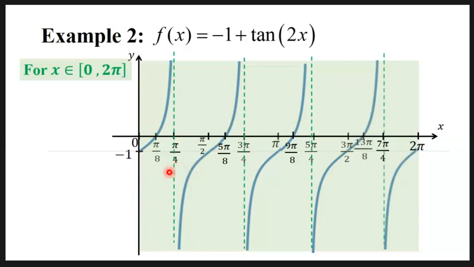And once again, you check the asymptotes from one to another, and you find out that it is equivalent to adding pi over 2, which is the period value. And this is how we get the answer for the case of example 2 in tangent functions.